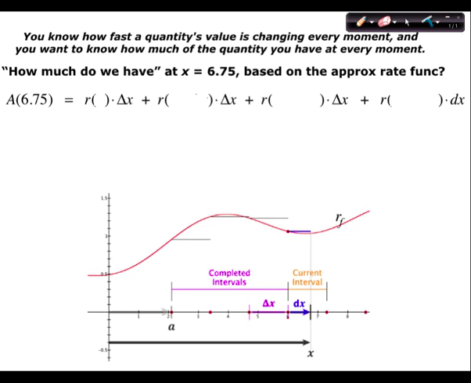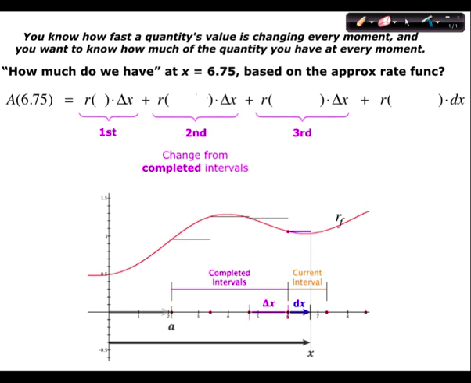What's that? What do we call those? All the previous intervals. Completed intervals. We want the change from the completed intervals. So dy plus dy plus dy. And how are we calculating each of those dy's? m dx, m dx, m dx, right? The rate, constant rate times change in x, constant rate times change in x. So dy plus dy plus dy. And then, to actually get up to 6.75, we have a little bit more change, another m dx from the current interval.